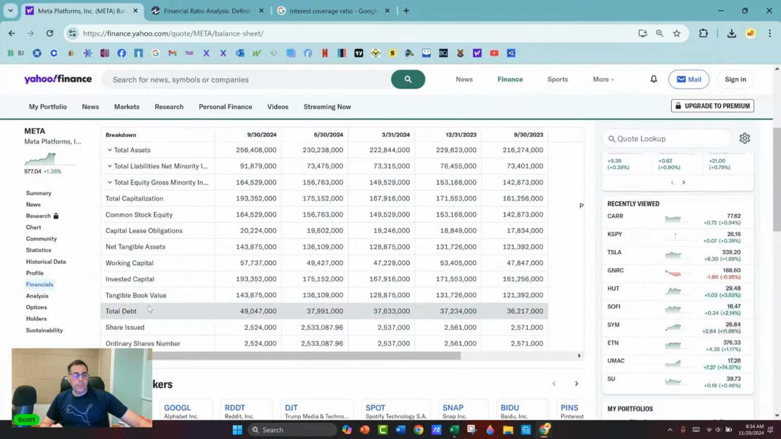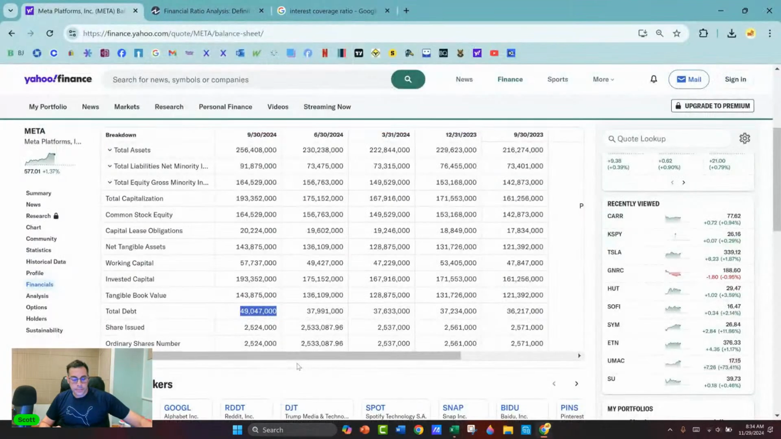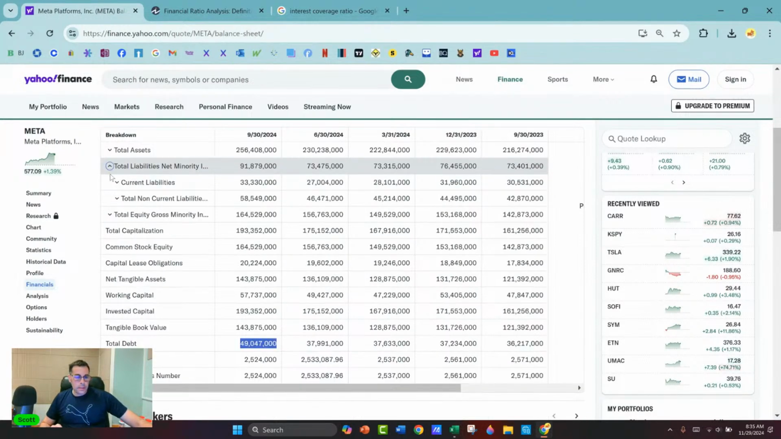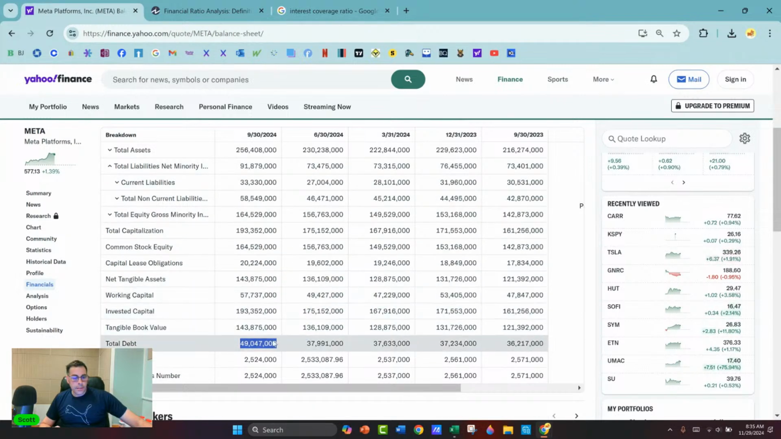The good thing about Yahoo Finance is some information below it, like total debt, which is helpful. So you can just bring in the total debt number because that's needed for some of the calculations. I mean, you could go inside these arrows and get the total debt. You have to sum up total long-term debt, total current debt, or you could just take this number down here.